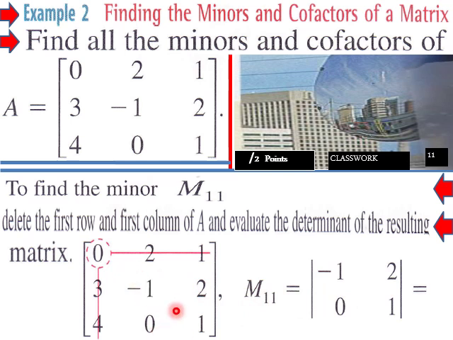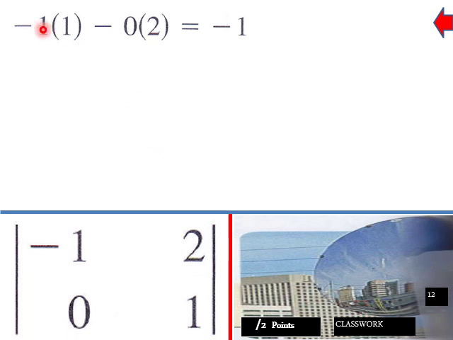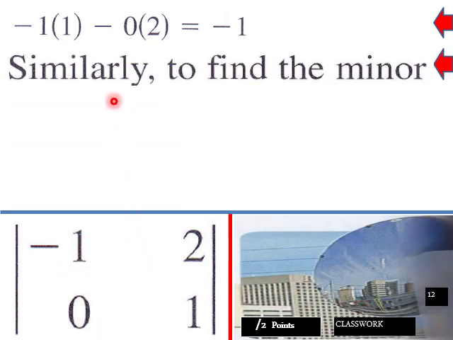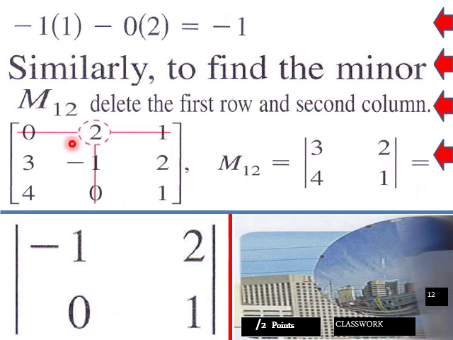So now we figure the determinant of that, finding the minor of this position here. When you do that, you come up with negative 1 times 1 minus 0 times 2, you get negative 1. So when you delete your first row and first column, you get this, then you figure the determinant of that. Similarly, to find the minor M12, delete the first row and the second column.